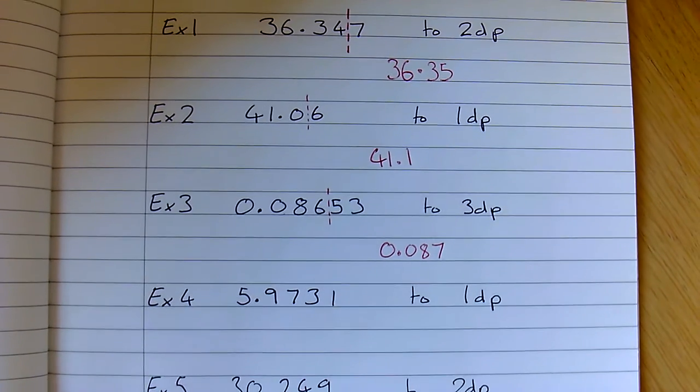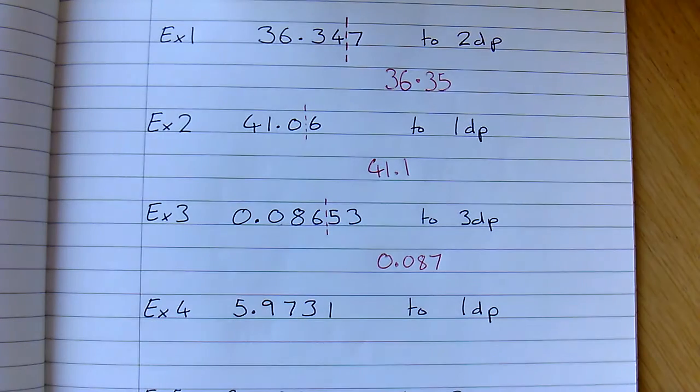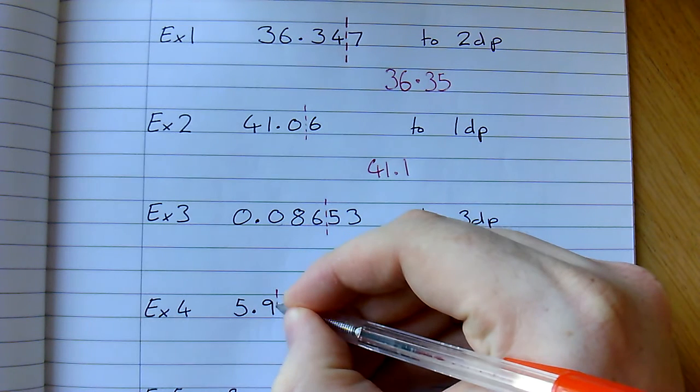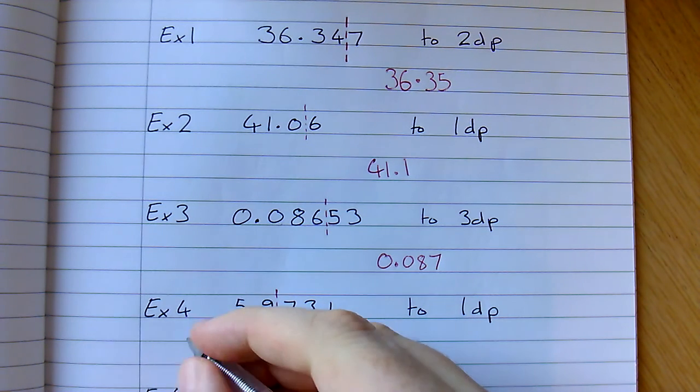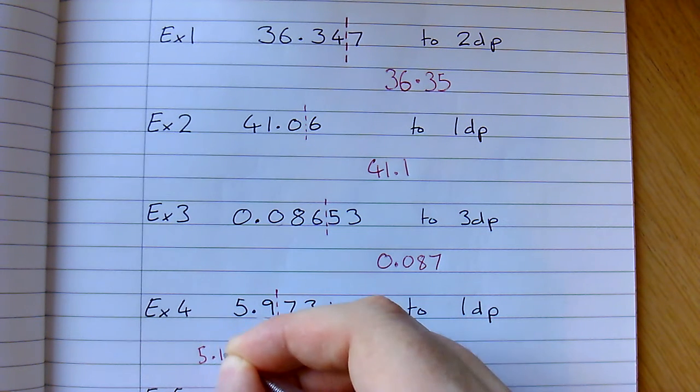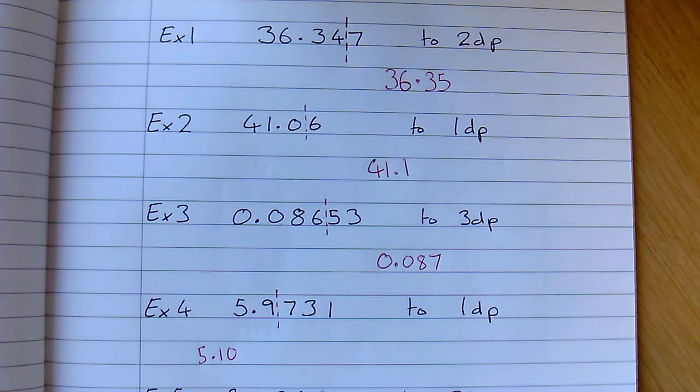So 5.9731 to 1 decimal place. Now this is one of those annoying examples that comes up every now and then. So I'm rounding on the 9, and the number to the right of the 9 is 7, which means I have to push the 9 up. Now the problem is, if I push 9 up, it's going to become a 10. Now a common answer is 5.10, but that would be wrong.